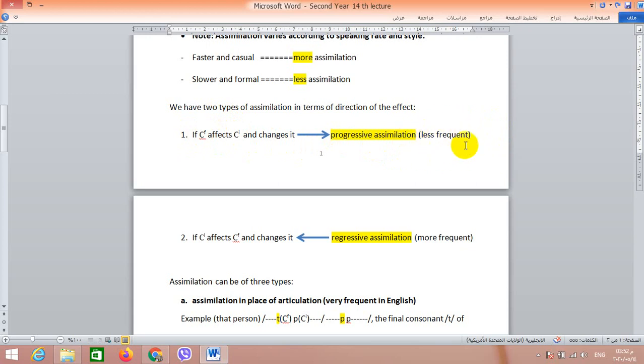We don't have so many examples of progressive assimilation in English. So you can see the direction of the effect by this arrow. It is forward. The final affects the initial. It's a forward or progressive assimilation.